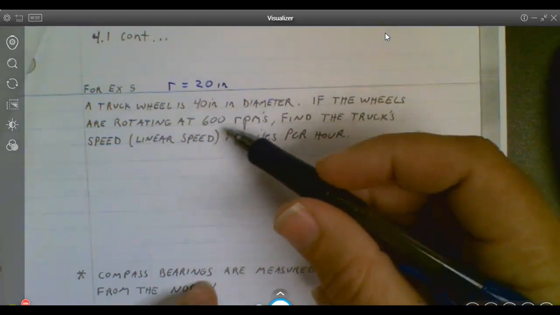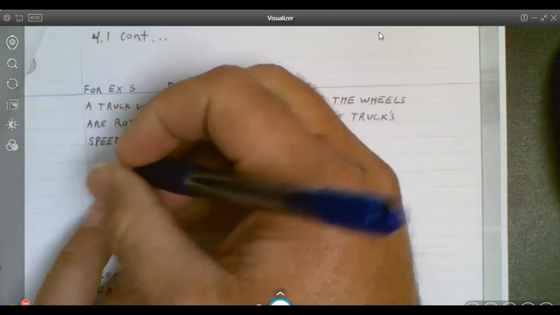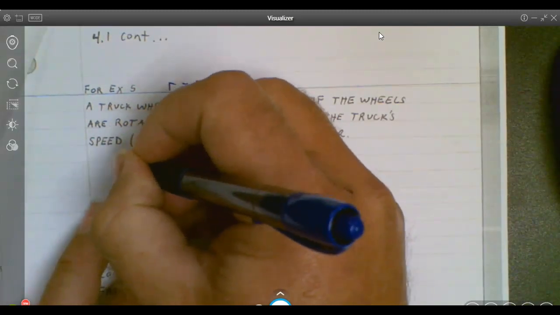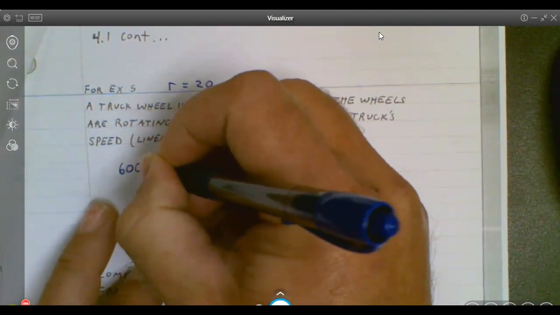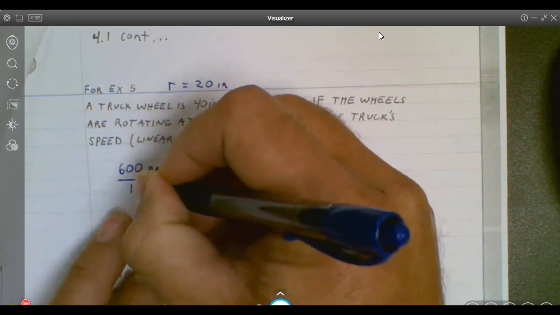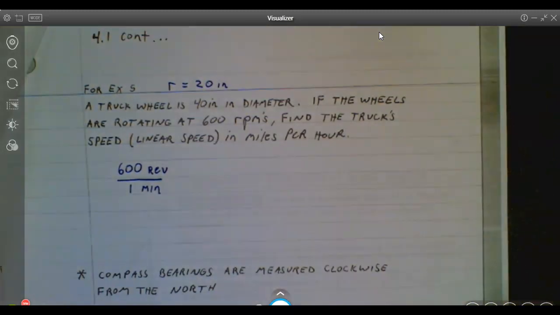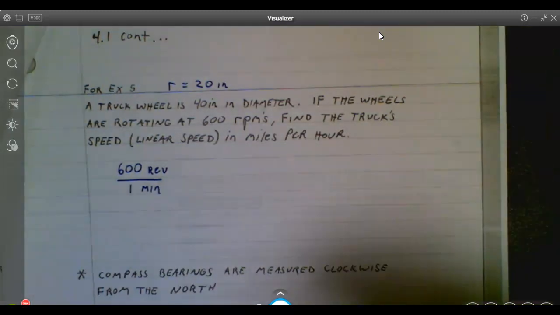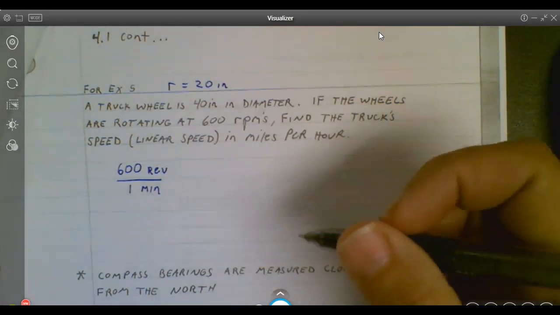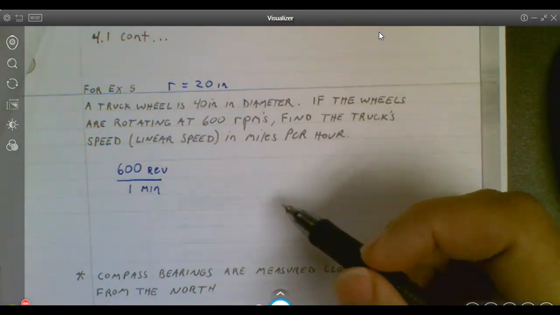So we're starting out with 600 RPM, so that's revolutions per minute. So we have our 600 revolutions per 1 minute. And again, if I'm trying to get to miles per hour, and these can go in any order because of multiplication, right? We know I can switch the order. So you could do this in a different order and still come up with the same answer.